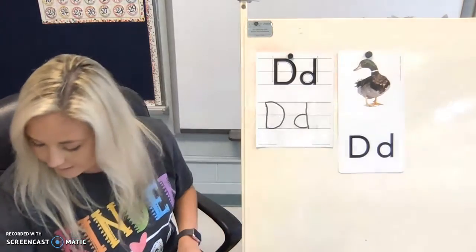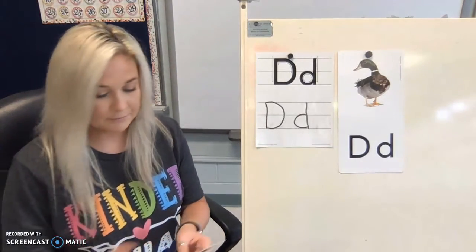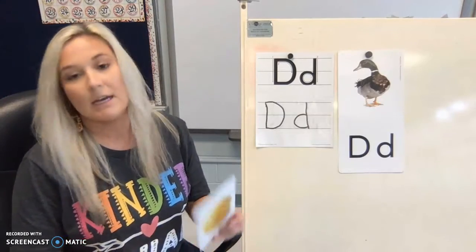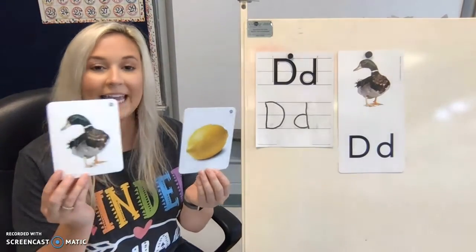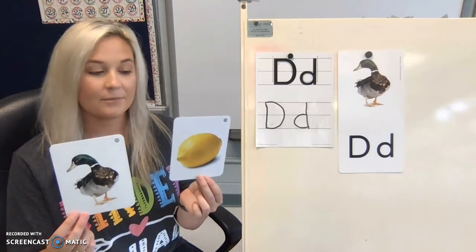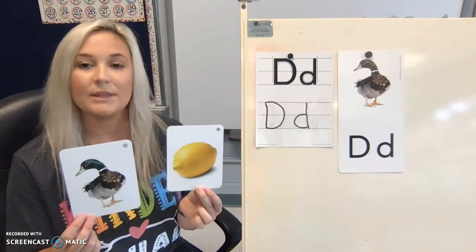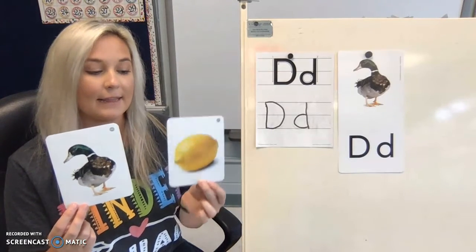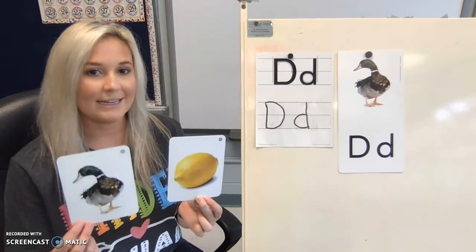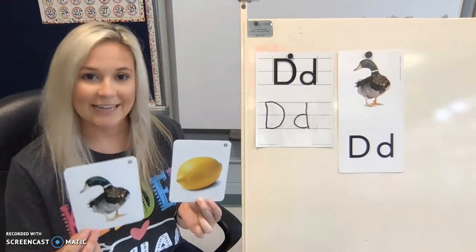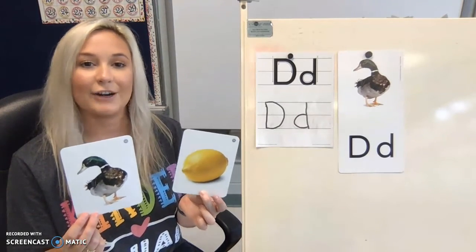Now we are going to look at two pictures. We have lemon and duck. Lemon, duck. Which one starts with the D sound? Which one begins with the letter D? Listen one more time. Lemon or duck? That's right. Duck starts with the D sound. It starts with the letter D.